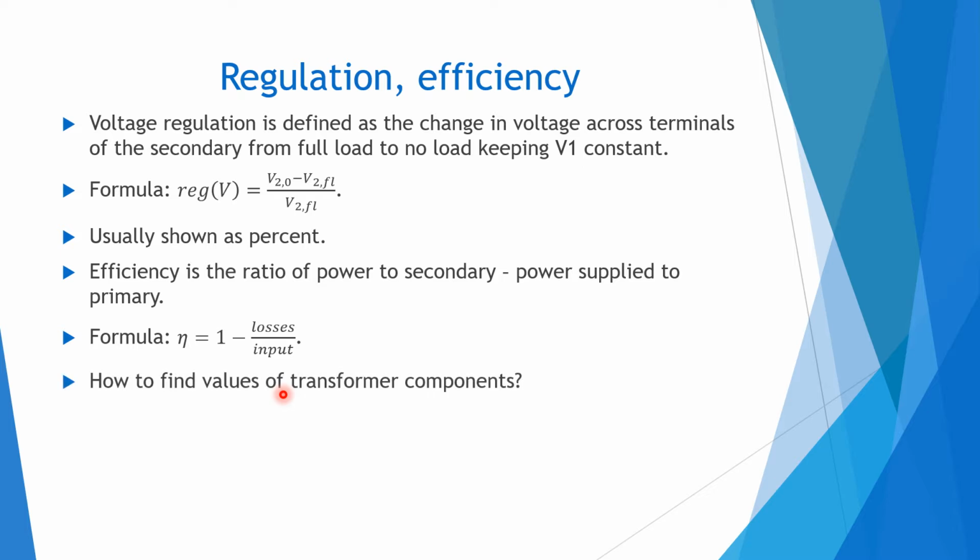Now how do we find the transformer components that will be utilized in these formulas: the self-inductance of the primary winding, the resistance of the primary winding, and the equivalent inductance of the magnetization branch? We should be able to calculate them numerically by passing some current and voltage. That is called a test. So there are two tests.